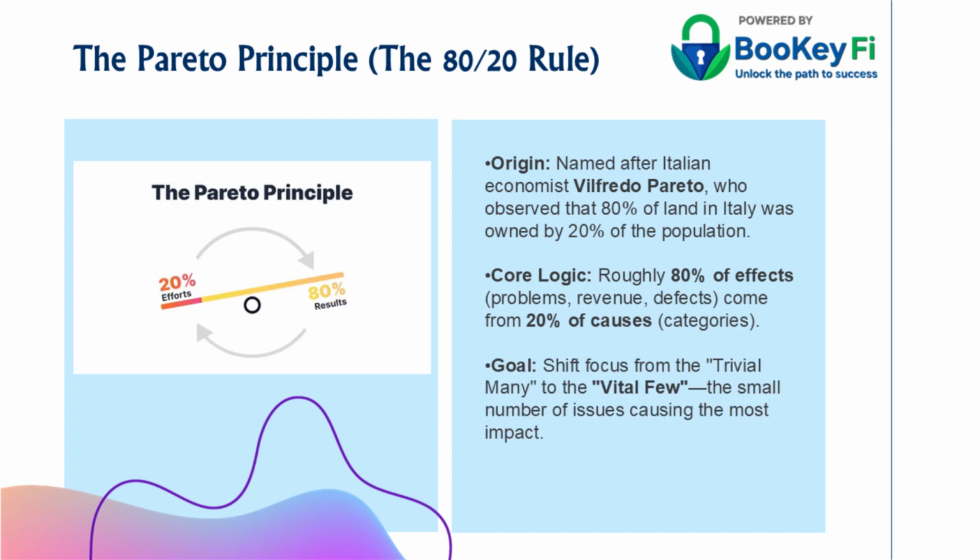In a professional setting, our ultimate goal with this principle is to stop being distracted by the trivial many. These are the dozens of small, low-impact issues that eat up your time but don't move the needle. Instead, we use the Pareto principle to identify and laser focus on the vital few, that small handful of critical issues that, if solved, will eliminate the vast majority of your problems. It's about working smarter by knowing exactly where your effort will yield the highest return.